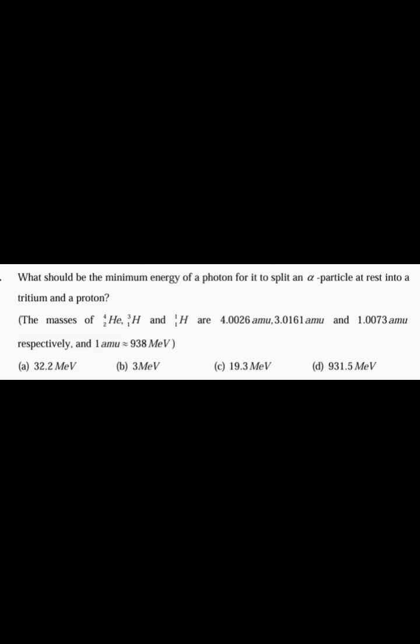The next question is, what should be the minimum energy of a photon for it to split an alpha particle at rest into a tritium and a proton? Here the masses of 2He4, 1H3, 1H1 are 4.0026 AMU, 3.0161 AMU and 1.0073 AMU respectively. And here 1 AMU is equal to 938 MeV.